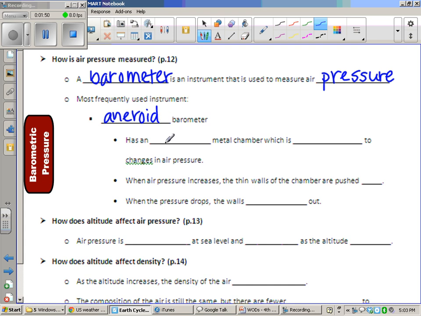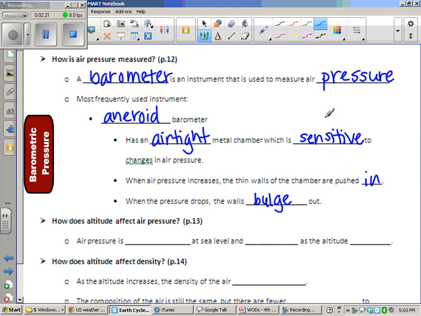And this barometer has an airtight metal chamber, which is sensitive to changes in air pressure. So when air pressure increases, the thin walls of the chamber are pushed in, and when the pressure drops, the walls will bulge out.